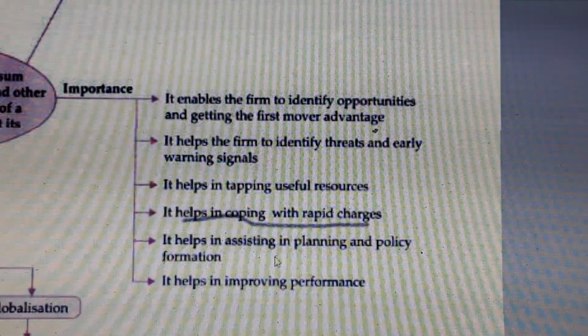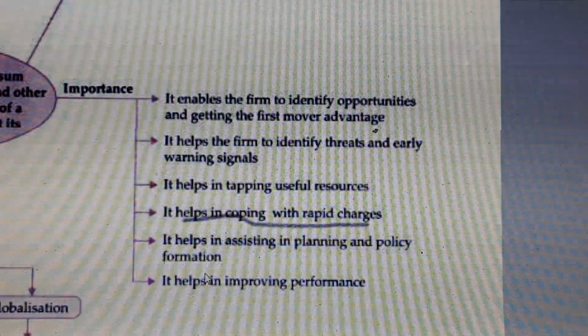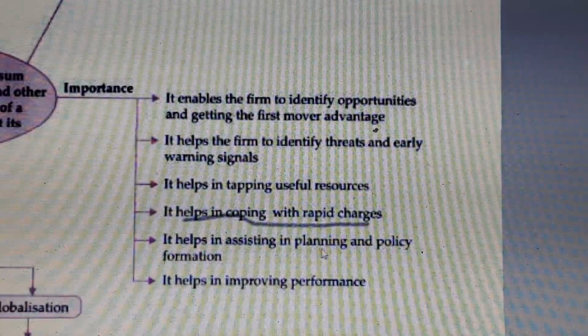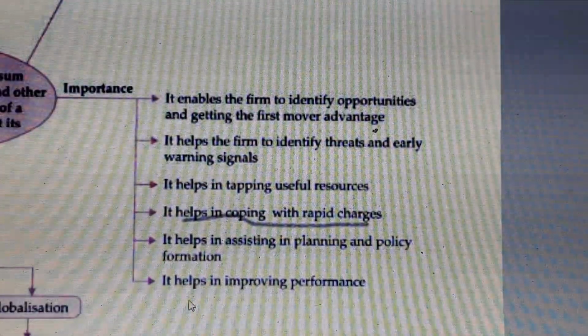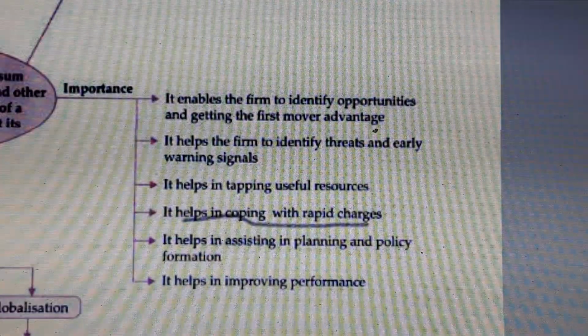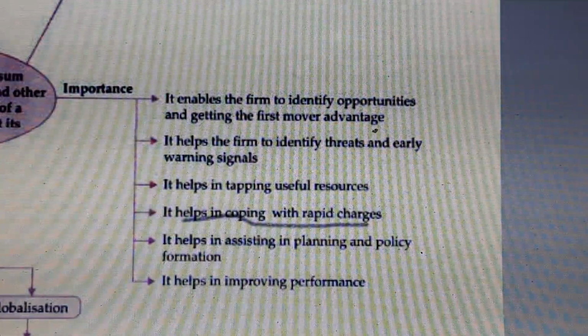It helps in assisting in planning and policy formation. So this business environment assists the higher authorities to plan and do the policy formation. It helps in improving performance. So it also helps in improving the performance of the organization.